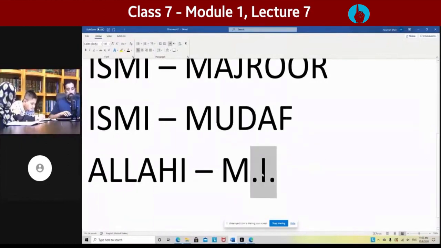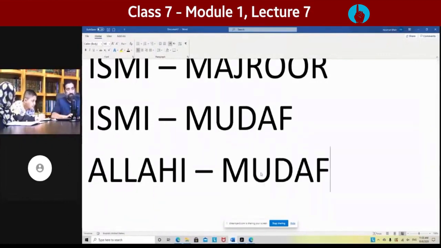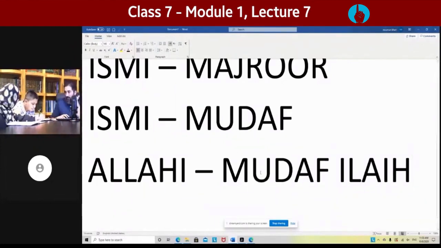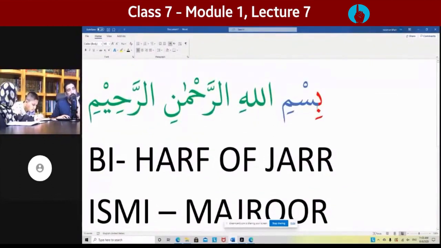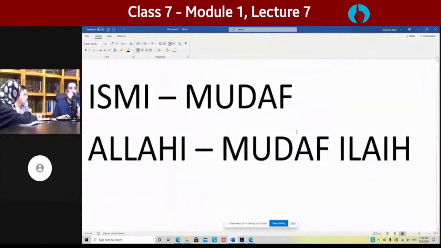And this is mudaf ilayh. Does that make sense? So you know what's happened so far? Bi was connected to ismi, jar majroor. Ismi was connected to the word Allah, mudaf and mudaf ilayh. So far, so good. So far, makes sense?